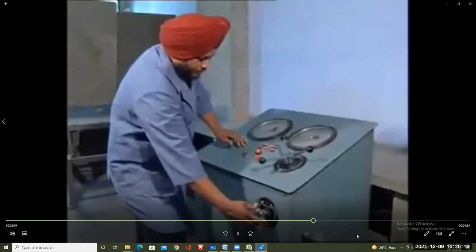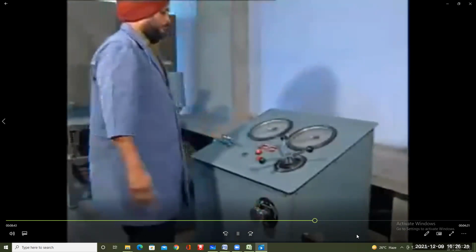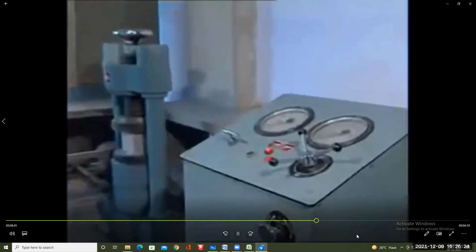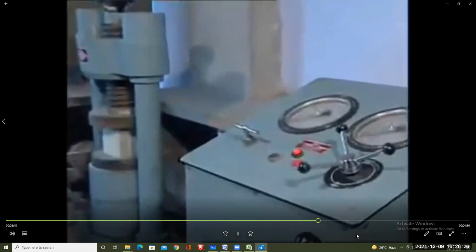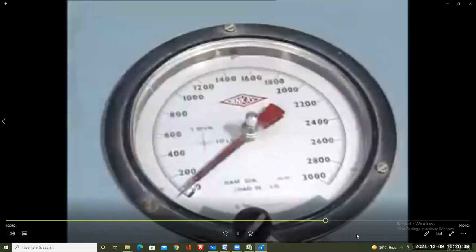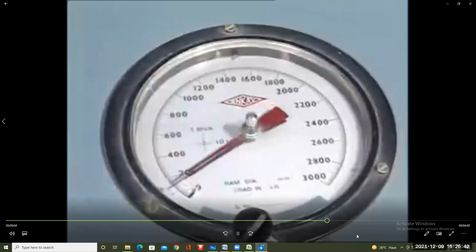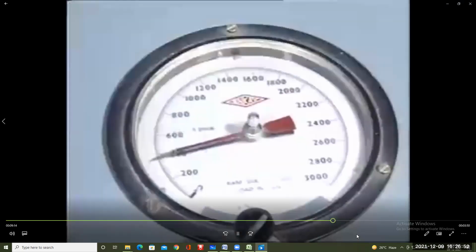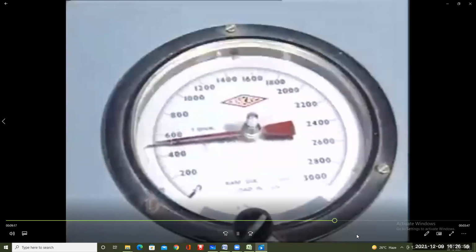Now, slowly apply load at the rate of 140 kg per centimeter square per minute till the cube breaks. The maximum load at which the specimen breaks is taken as the compressive load.